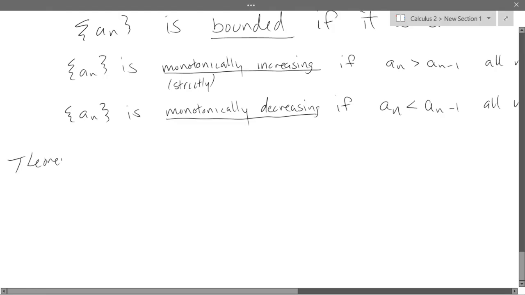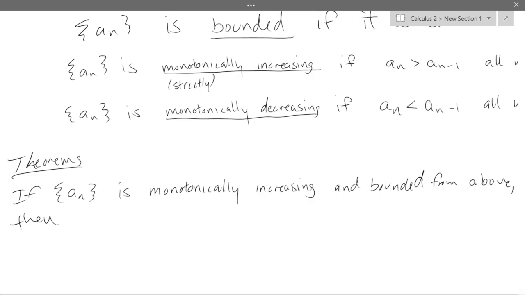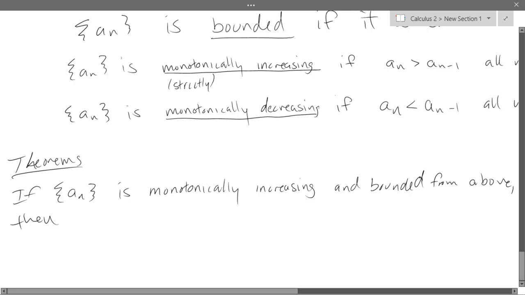So let's make some theorems. If a_n is monotonically increasing and bounded from above. So you have a sequence that is getting bigger, but there's a number that it is never going to go past. We can make a conclusion about the convergence or divergence of this sequence. So terms are getting bigger, but they can't go past a certain value. So we can say this converges. So then a_n converges.